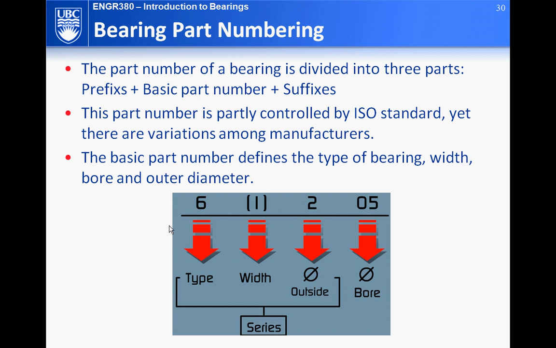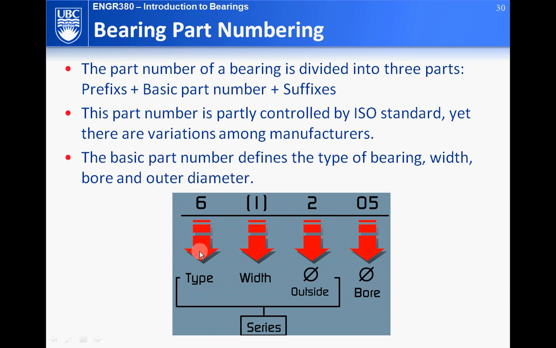There is a sort of global standard in terms of numbering the bearing. They have this ISO standard, but there are slight variations from manufacturer to manufacturer, so you need to look at the catalog. However, in general, look at how many digits you're looking at. Usually 5, but maybe 4. So 1 digit will be neglected here.